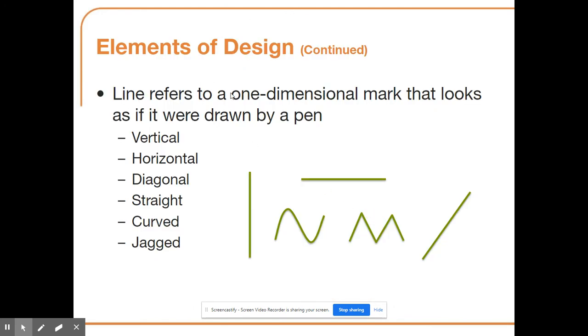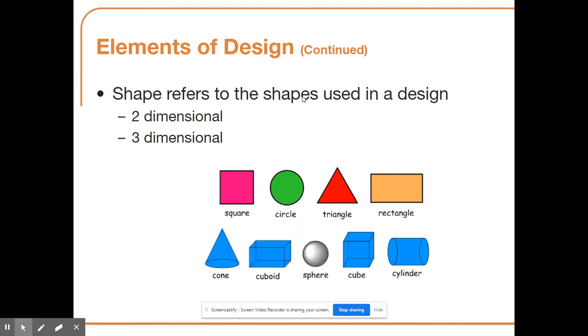Now, the next element of design that we're going to talk about is line. So, line refers to a one dimensional mark that looks as if it were drawn by a pen. The different lines that you can utilize in your displays include vertical, horizontal, diagonal, straight, curved, or jagged.